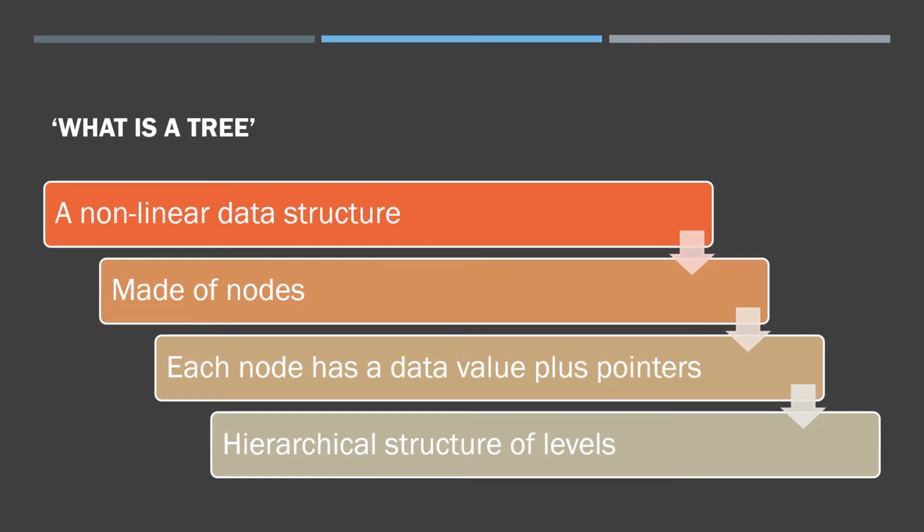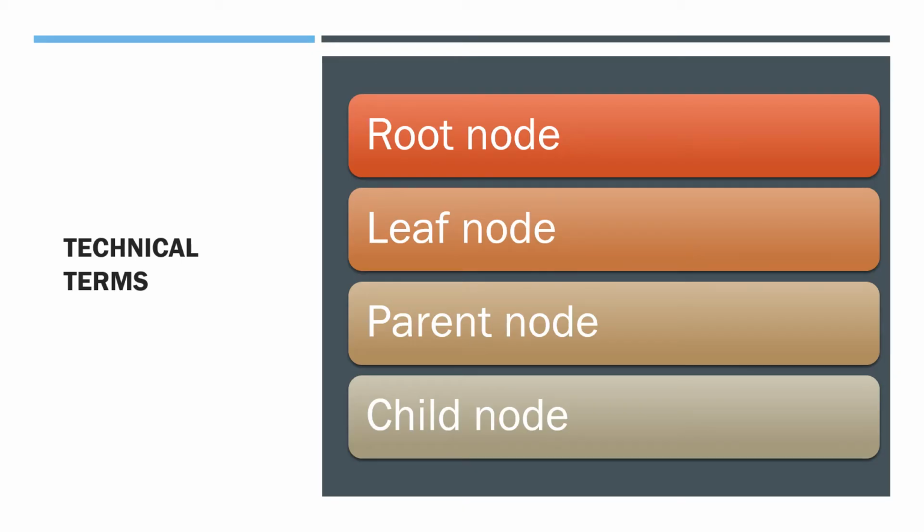Supposing we have to say what a tree is. Well, it's a non-linear data structure. It's made of nodes. The nodes contain data plus pointers, and the pointers join the nodes together to make what we might call a hierarchical structure, a structure that is on levels. And make sure you're aware of the technical terms root, leaf, parent, and child, because they might use those in questions. If you're not sure about the meaning of those, go back to the previous presentation.